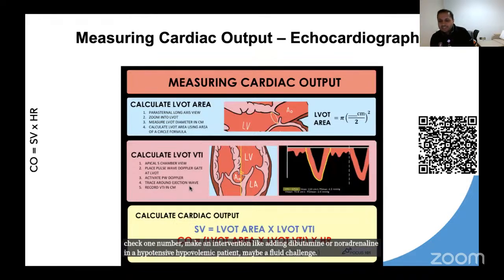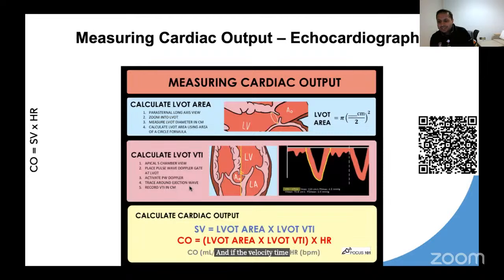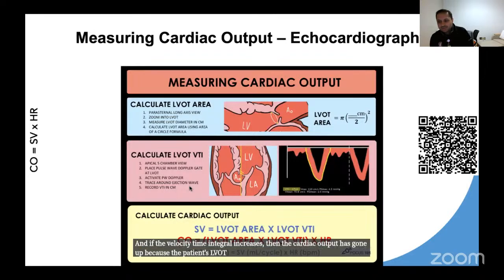And if the velocity time integral increases, then the cardiac output has gone up because the patient's LVOT area is not changing from minute to minute.